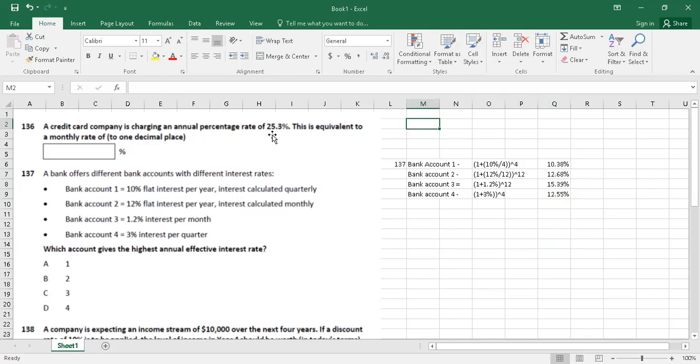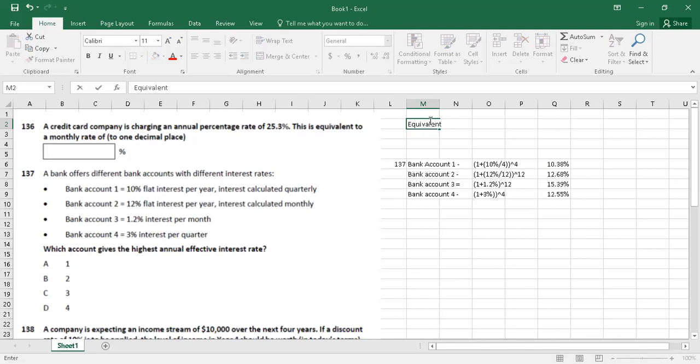They are charging an annual percentage of 25.3%. So 25.3 divided by, we are making it to monthly, divided by 12. And the power raises to 12 times. After we do that calculation, we just have to deduct 1. I don't know why it is not good. Equivalent. Now give me the answer.